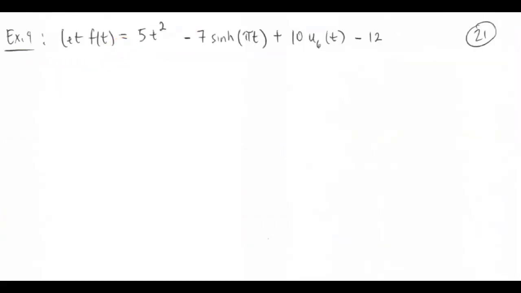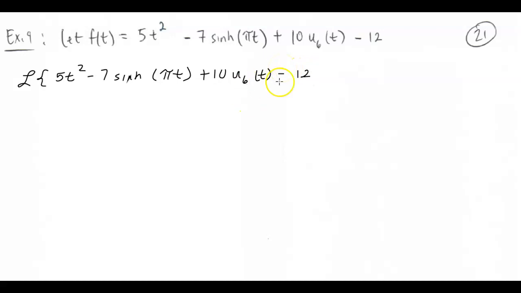For this next example, I'm actually going to work it out so that we can feel the flow of this as if we're doing it in real time. If I want to find the Laplace transform of this function here, of course, I want the Laplace transform of all of this. I'm just going to write it all together. And remember, this u sub 6 here is a unit step function that has been shifted horizontally to the right by 6 units. Okay.